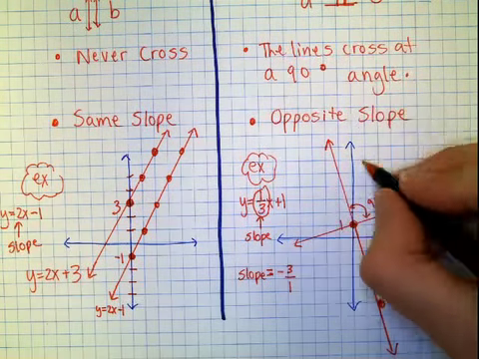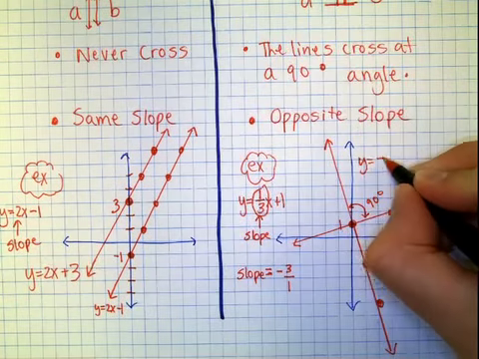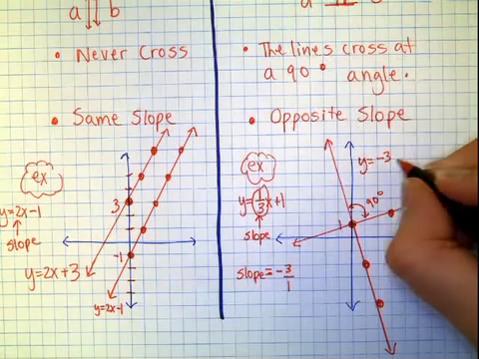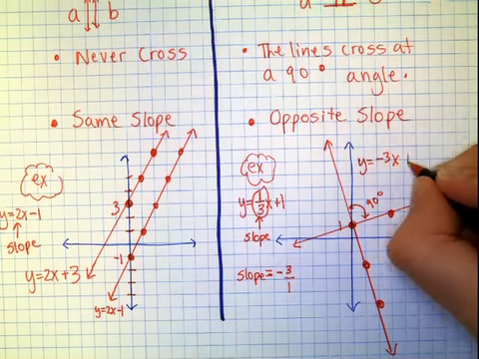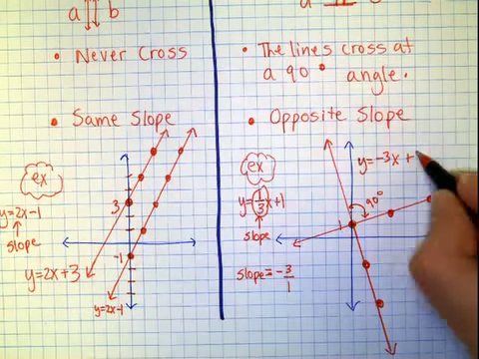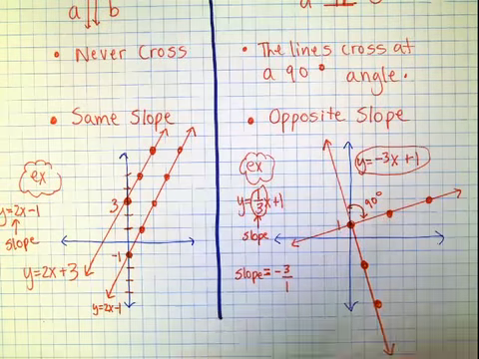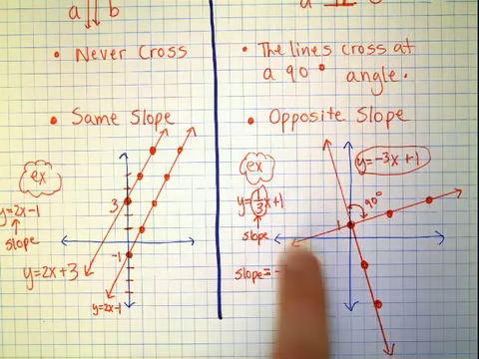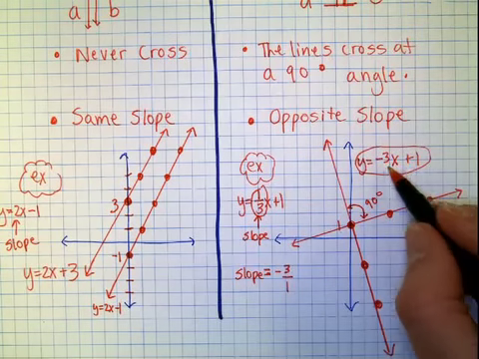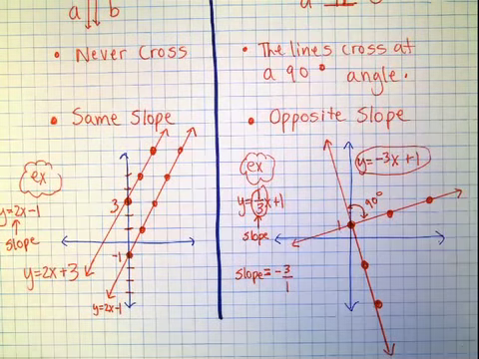If I had to write a rule for this line, it would be y equals -3 over 1, but I'll just write -3x, plus I still started it at 1. That would be my rule. But it has completely opposite slope. This thing was 1/3, so this thing is -3.